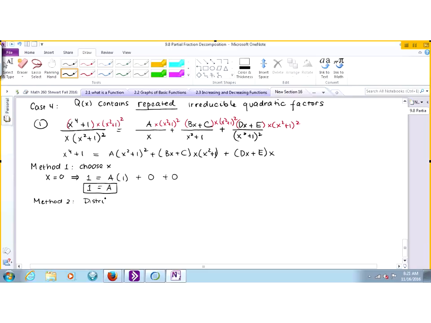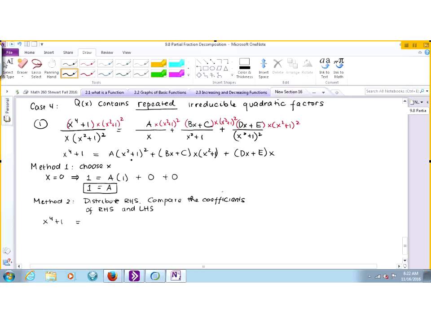So method 2, distribute the right-hand side. And then what do I do in method 2? Compare the coefficients. Okay? That's what we do in method 2. So we compare the coefficients of the left and the right of RHS. Do you know when I write RHS, what do I mean by that? Right hand side, yes, and left hand side. All right. So let's distribute.